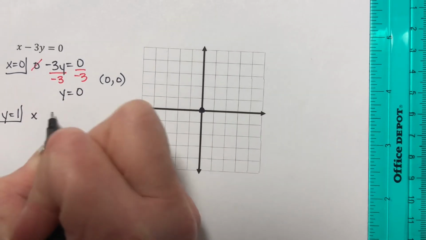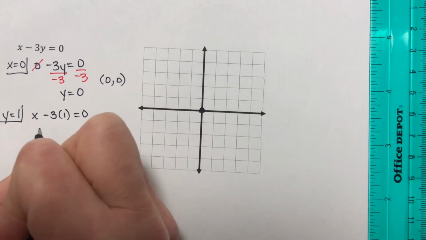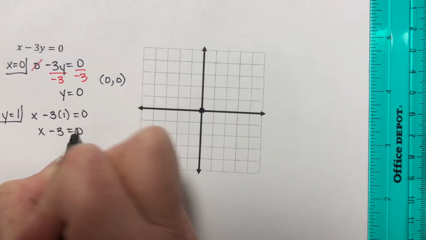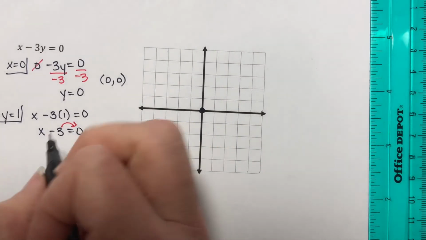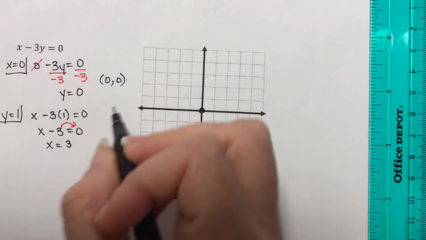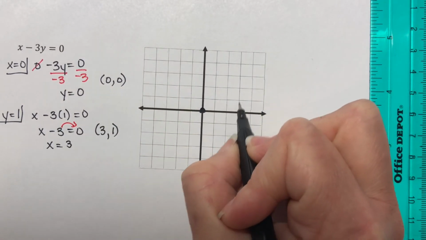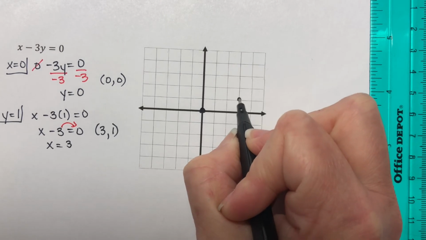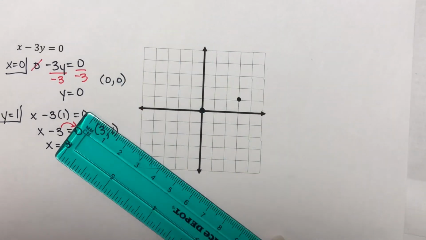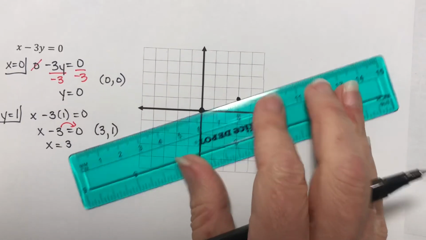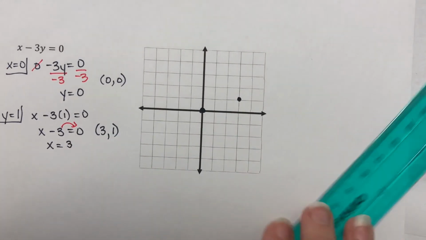That will give me x minus 3 times 1 equal to 0, which is x minus 3 equals 0. So we add 3 to both sides, and we get that x equals 3. So another point will be 3, 1. Go to 3 on the x, 1 on the y, and it's here. So 2 points is enough for a line. I'm pretty sure that's correct. But if you want to check an extra, we can plug in any other number.